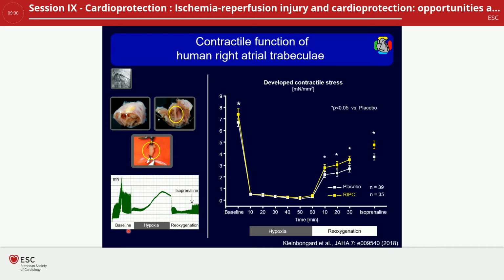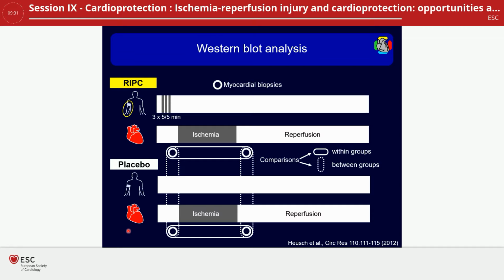We actually did isolated strips of right atrial trabeculae from these patients and subjected them to a hypoxia reoxygenation protocol. And what you can tell is that the remotely conditioned myocardium starts out already with somewhat better function, and the better function becomes particularly prominent in the recovery phase during reoxygenation. So we have a better mitochondrial function and a better contractile function in the remote myocardium of these patients.